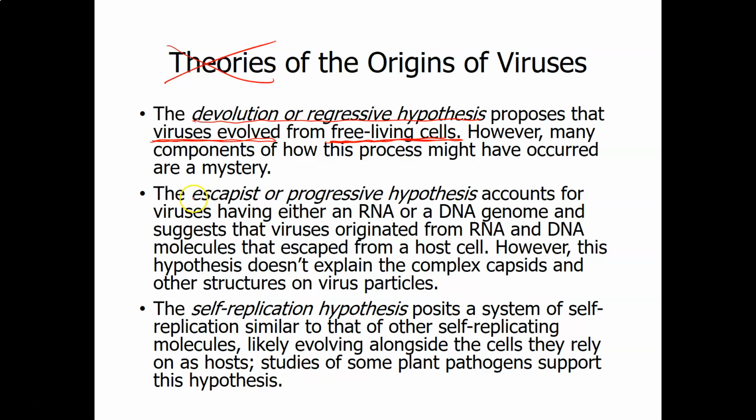The escapist or progressive hypothesis says that either RNA or DNA actually escaped from a host cell. So RNA and DNA molecules that escaped from a host cell evolved into the virus. And then the self-replication hypothesis is saying that viruses evolved alongside their host cells. This process is often referred to as coevolution. So as the host cell evolved, the virus evolved, and they evolved traits over time that made the virus more able to infect the host cells, where it could more easily attack the host cell and infect it.